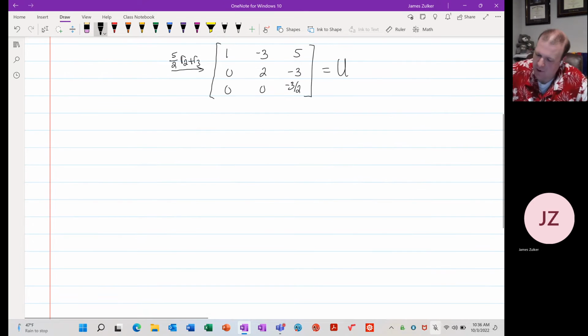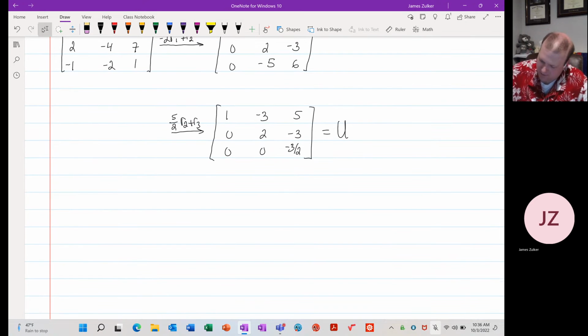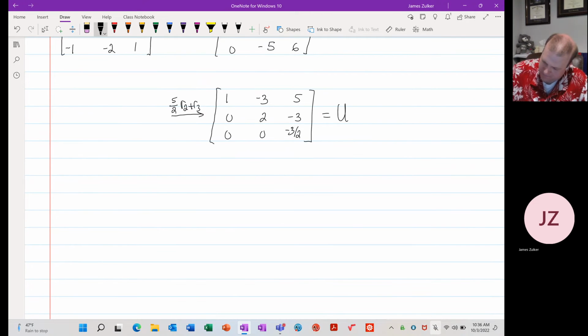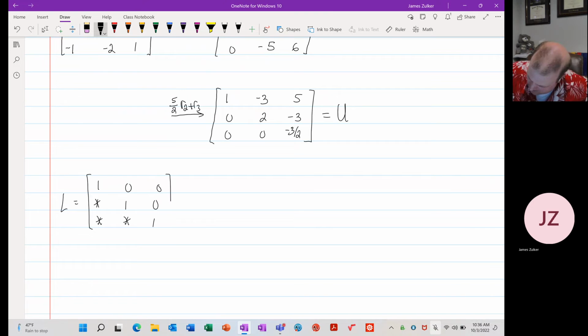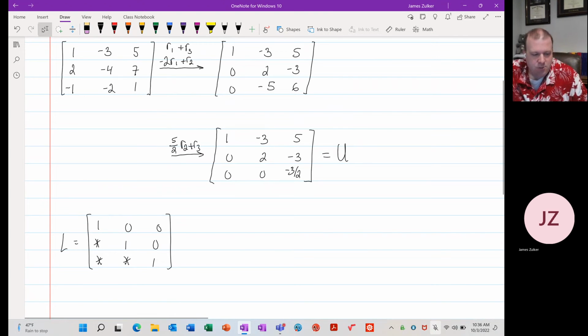For L, we want a lower triangular. Right? So set up a lower triangular where the main diagonal is all ones. The idea now is we have to fill in the missing pieces. And they are easy to do, right?